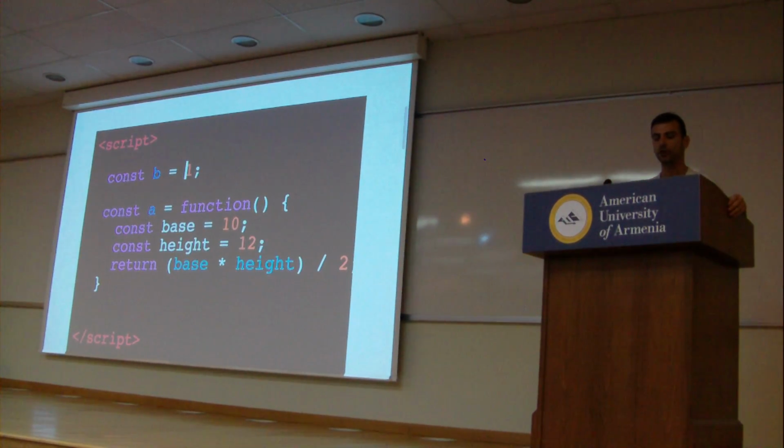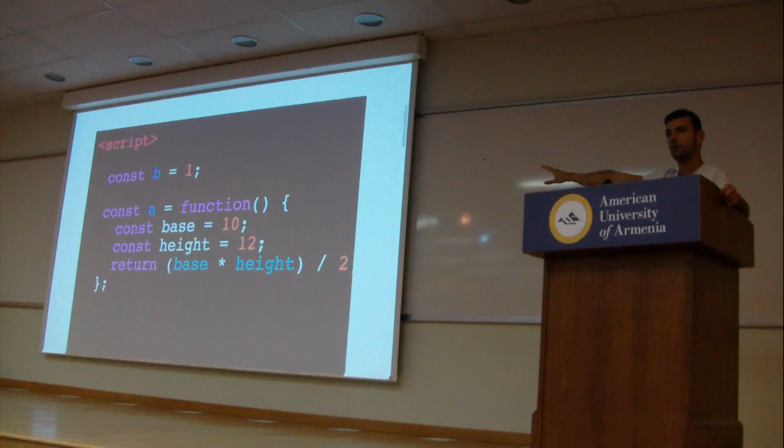Notice after the function we put a semicolon. It's a value, just like a 1, a string, a 25. It doesn't matter. You do const name equals value semicolon. With me? Okay. Is there anything you haven't understood yet?